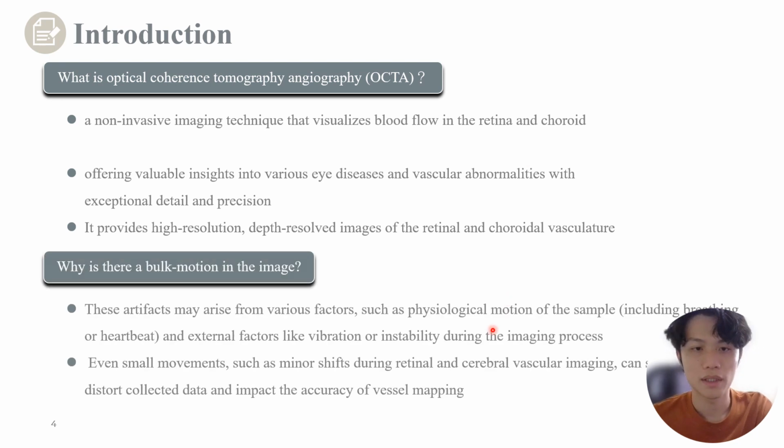And why is there motion in the images? These artifacts may arise from various factors such as physiological motion of the sample, including breathing or heartbeat, and external factors like vibration or instability during the imaging process. Even small movements such as minor shifts during retinal and cerebral vascular imaging can significantly distort collected data and impact the accuracy of vessel mapping.